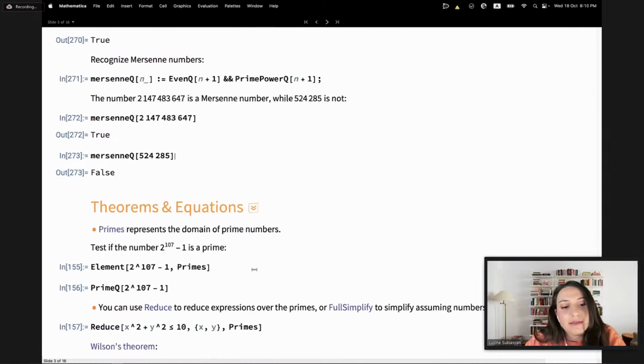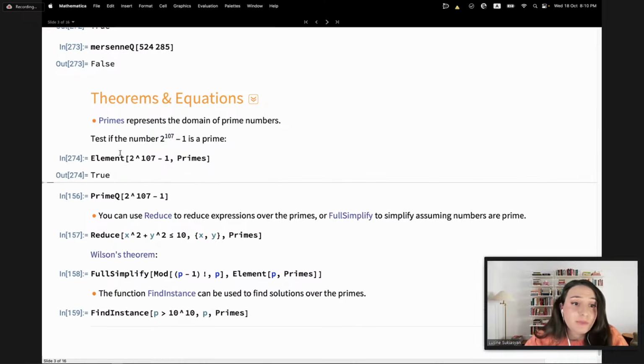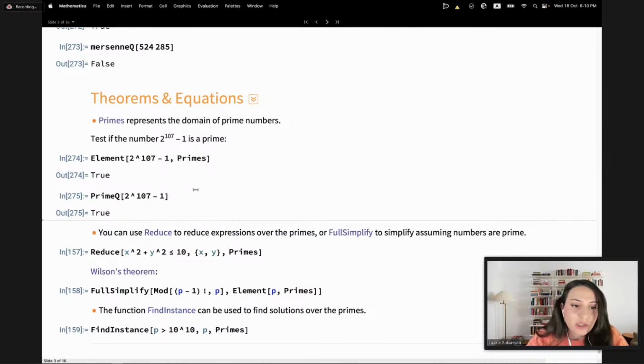Okay, and so the other subgroup, which is a bit different, is theorems and equations, which are not quite functions like PrimePi or GCD, but these functions we use a lot if we want to compute something. Like, for example, Primes. What is Primes? It just represents the domain of prime numbers, and we can use it to test whether this number is prime or not by simply doing this. Does this belong to Primes or not? The equivalent of it would be this one, just using the function PrimeQ that we already talked about.